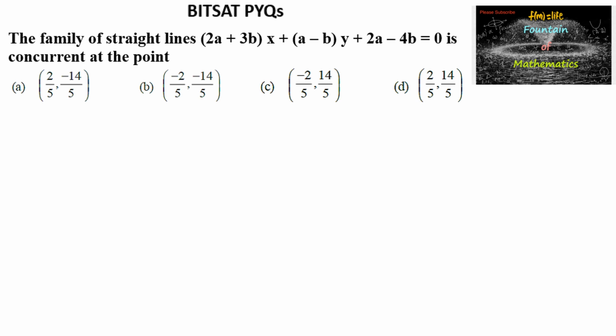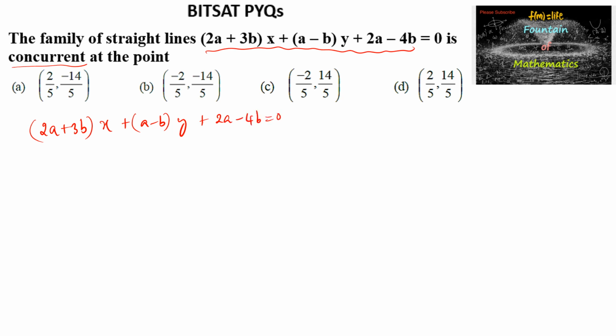We need to find the point at which the given family of straight lines is concurrent. So let us simplify the family of straight lines. That is (2a + 3b)x + (a − b)y + 2a − 4b = 0. Taking a common, we get 2x + y + 2, and taking b common, we get 3x − y − 4, equal to 0.